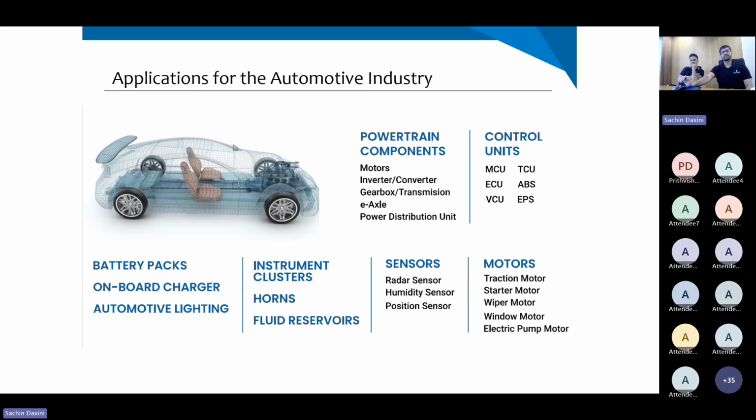This slide gives you an idea of the different applications that we cover. So in powertrain, there are vents that are used in motors, inverters, gearbox transmissions, e-axles, and power distribution units. Also, all kinds of control units, whether it's motor controller, engine ECU, vehicle control units, any kind of telemetric control units, they also use porous breathers. Sensors and also motors, such as wiper motors, starter motors, will also use a small pressure compensation unit.